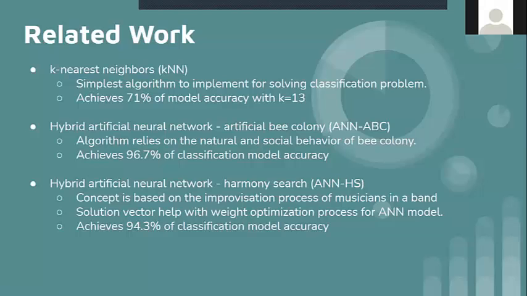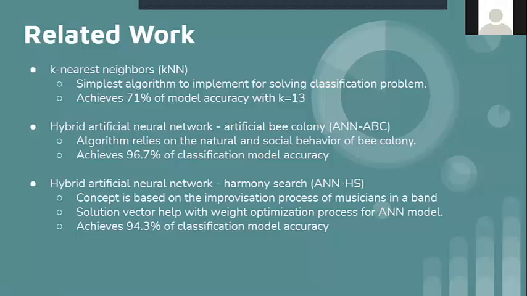The other one is the neural network used with harmony search. Basically, the concept is based on the improvisation process of musicians in a band. So basically, only good improvised harmonies are kept and remembered by musicians till the better ones are found and replace the worst ones. So that's exactly what happens with finding the solution.